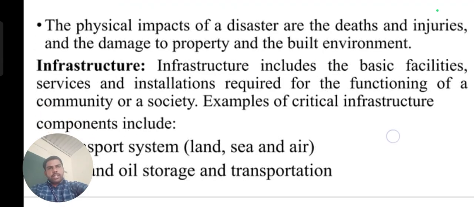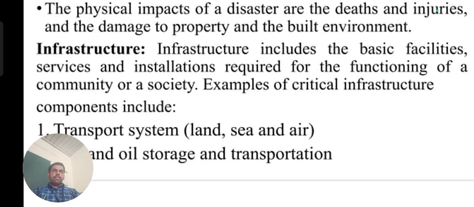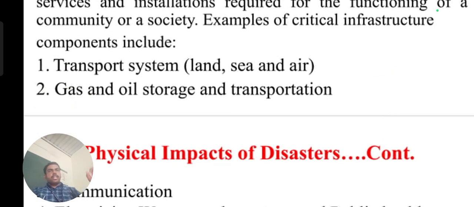Here, infrastructure includes the basic facilities and services, and the installations required for the functioning of a community or society. Examples: critical infrastructure means transport systems, like land transport, sea transport, air transport. It is very mandatory for every human. So this is the first you have to give main priority to develop after a disaster. And the second one, gas and oil storage and transportation. This type of infrastructure is developed very highly.